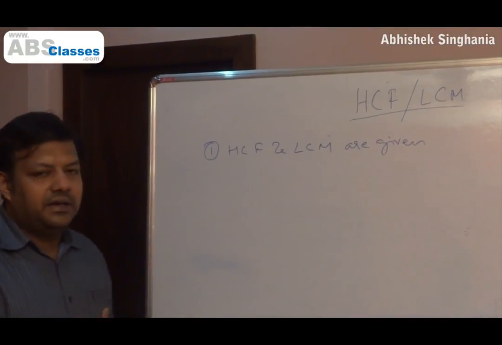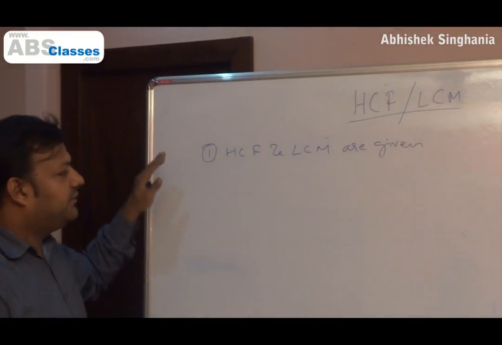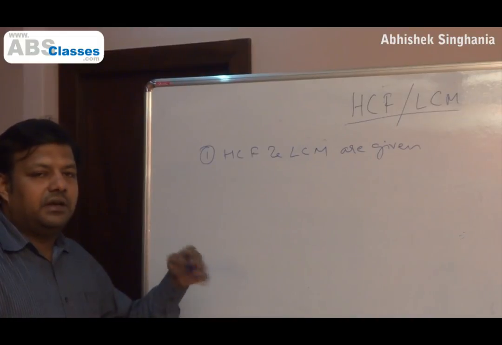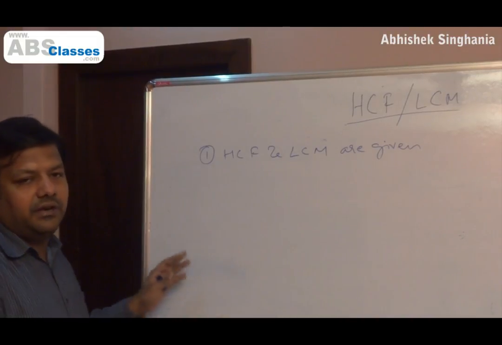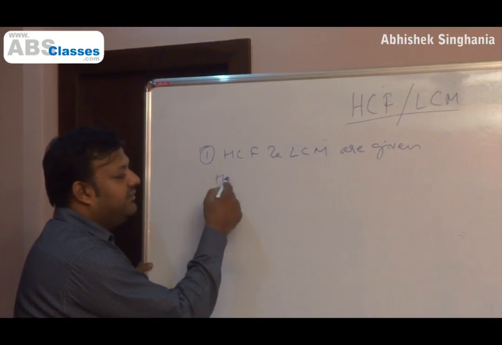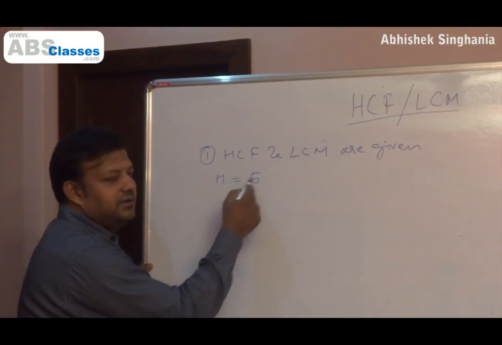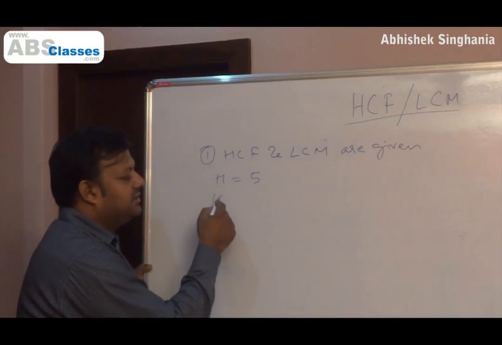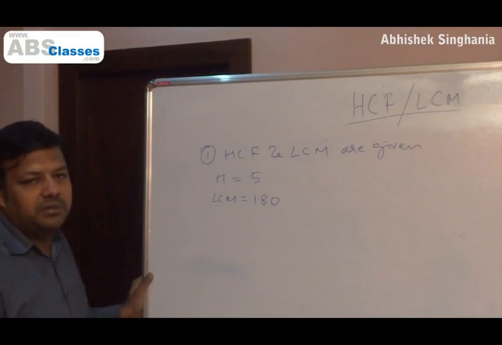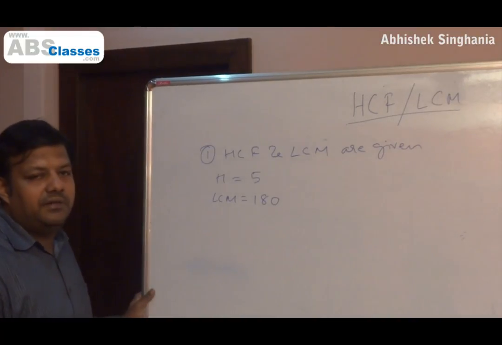Now we are doing questions with a slight variety to what we have done earlier. For example, the first type of question: HCF and LCM are given, and we have to find how many such numbers can have this HCF and LCM. For example, say HCF is given as 5 and LCM is given as 180. How many numbers can there be which will have an HCF of 5 and an LCM of 180?